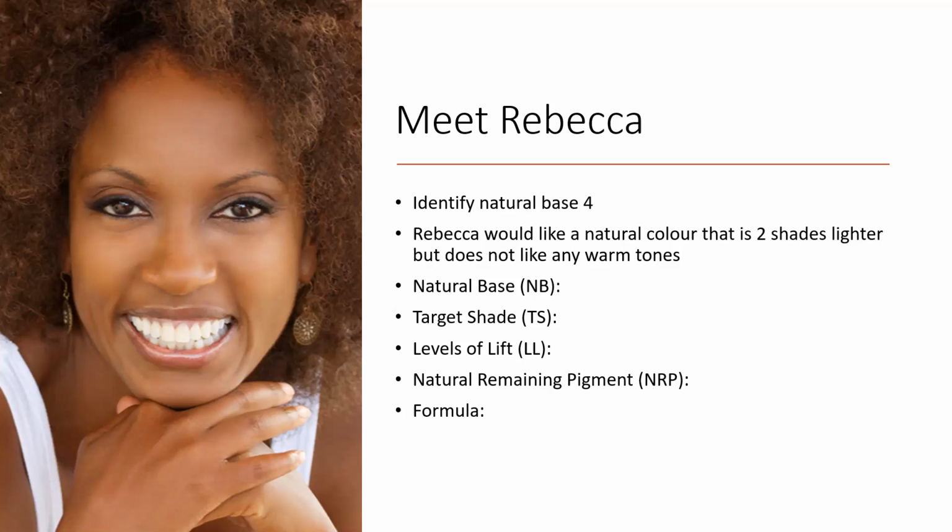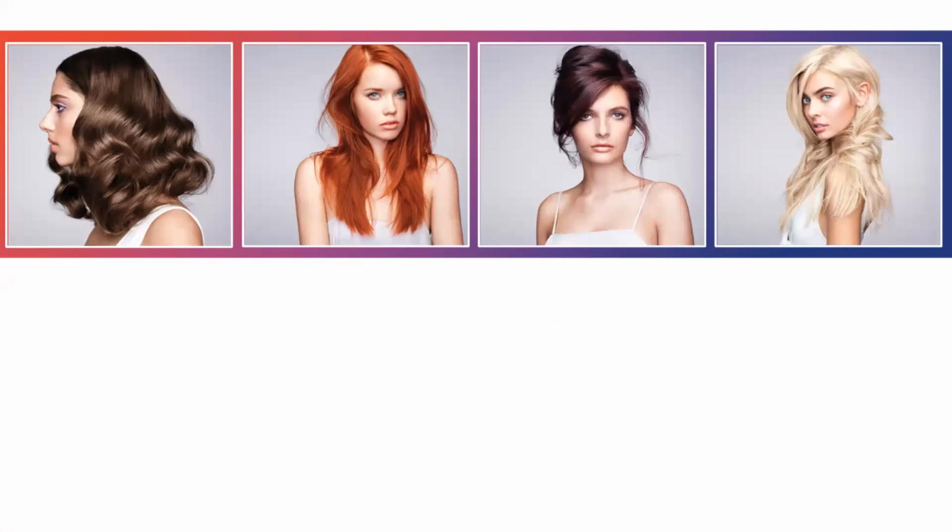And then your other case study is meeting Rebecca. So Rebecca would like a natural color that is 2 shades lighter, but doesn't like any warm tones. So she really hates any kind of reds or coppers or orangey, any kind of warmth at all. So natural base is a 4. And then we need to identify what her target shade is. So she wants to go 2 shades lighter. So how many levels of lift, as we just mentioned? Therefore, what peroxide strength are you going to need to use? What is the natural remaining pigment? And then what is the formula for that?